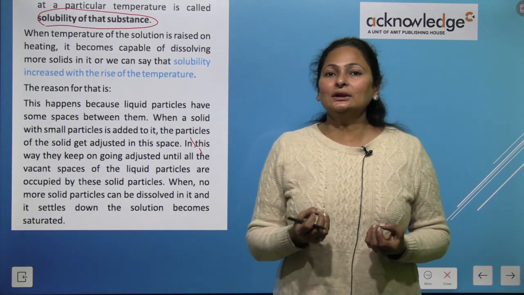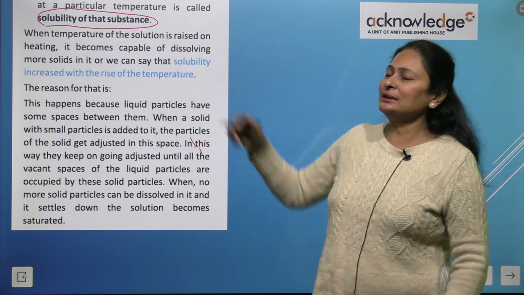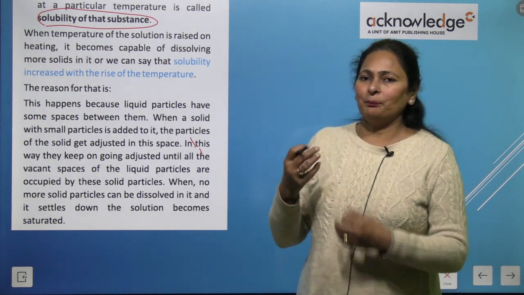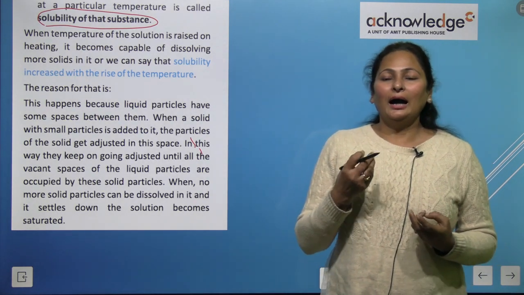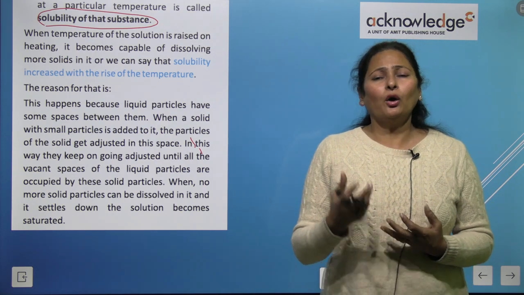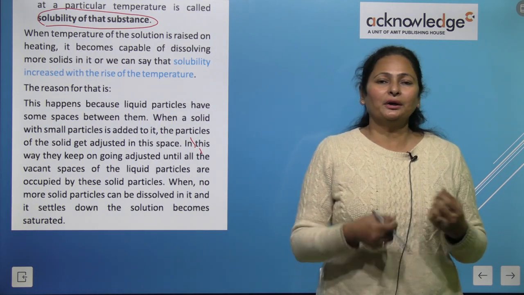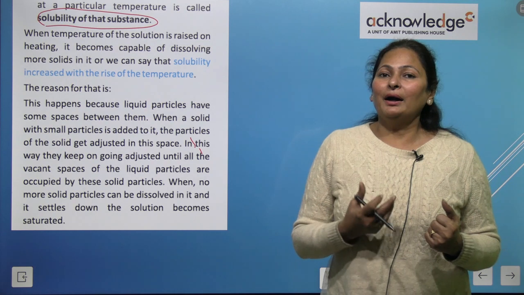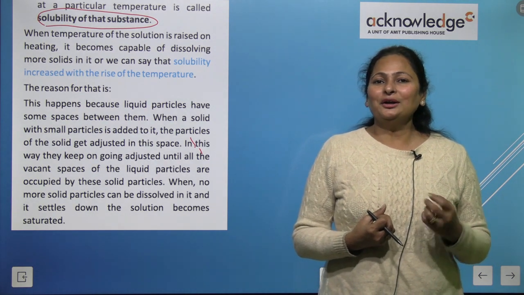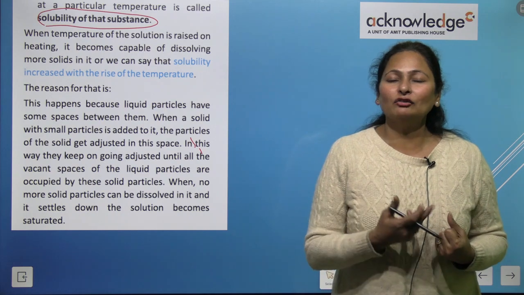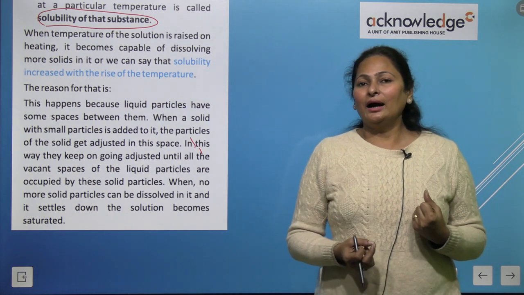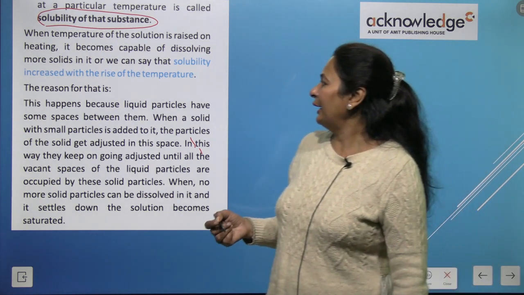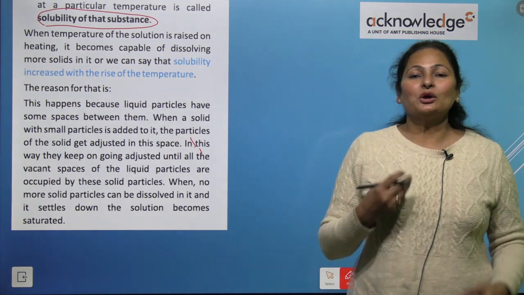Now, when the temperature is high, if you keep this solution at a high temperature, you can add one more spoon of sugar or two more spoons of sugar into it. It will get dissolved, because you are increasing the temperature. But when it gets cooled down, you will see some crystals of sugar left on the bottom of the container. This is called crystallization. This happens, and this is called crystallization.